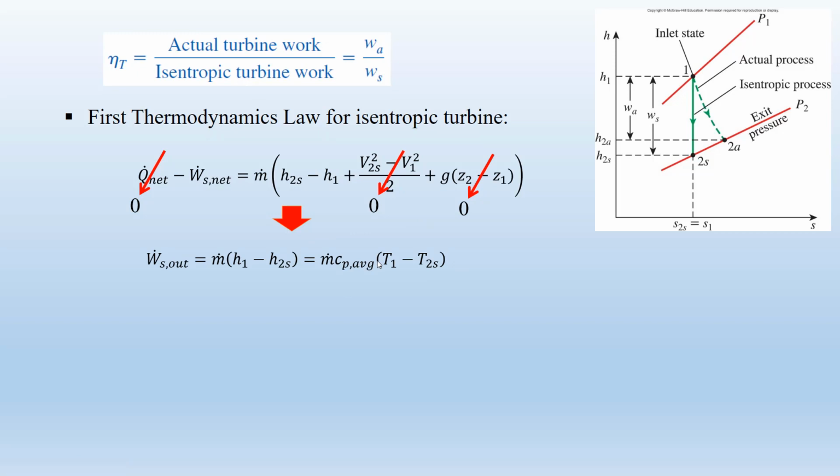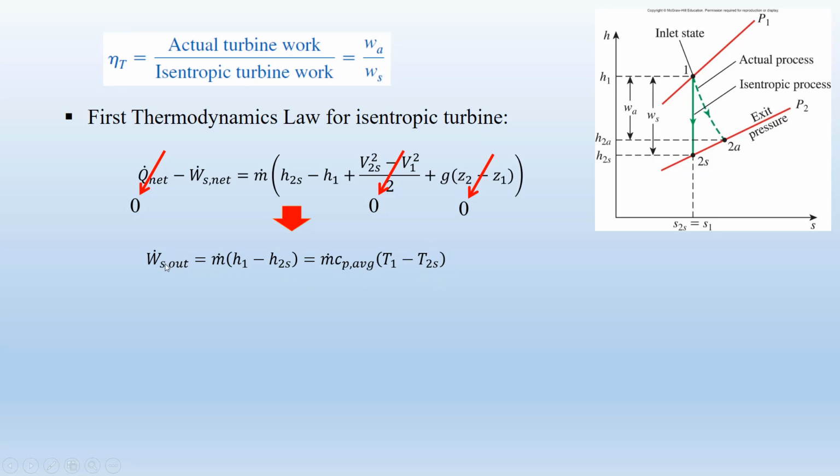Now, look guys, m dot is known. We have the m dot. What you need to do is find the CP average. To find the CP average, you need to have the isentropic temperature at the exit, or T2S, correct? So the first step is to find the T2S. Please pause this video, spend 2 minutes, and then calculate the T2S.